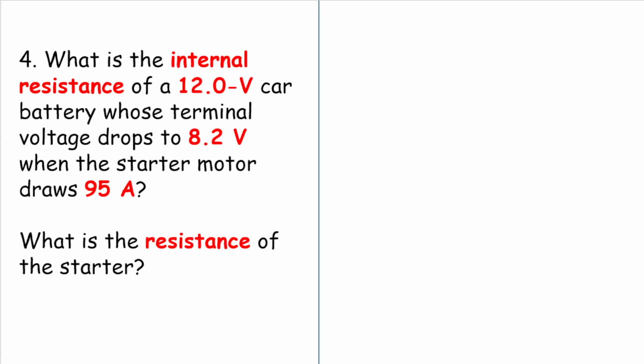Number 4. What is the internal resistance of a 12-volt car battery whose terminal voltage dropped to 8.2 volts when the starter motor draws 95 amperes? What is the resistance of the starter?